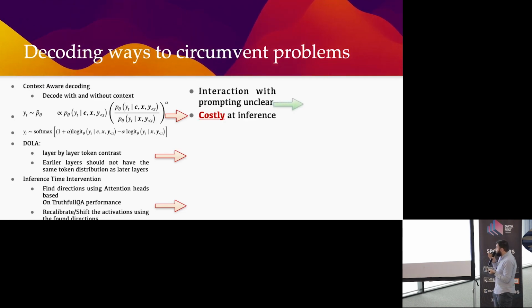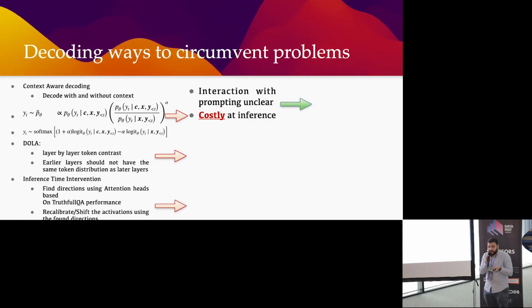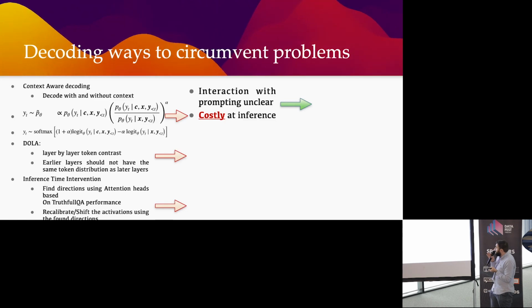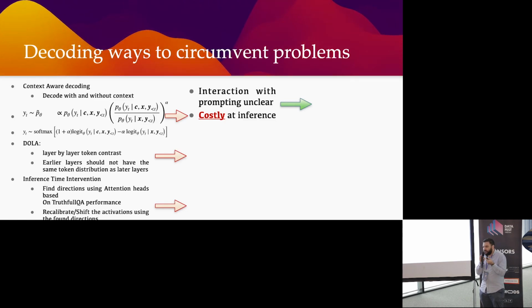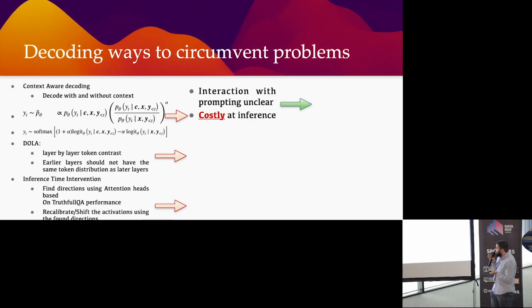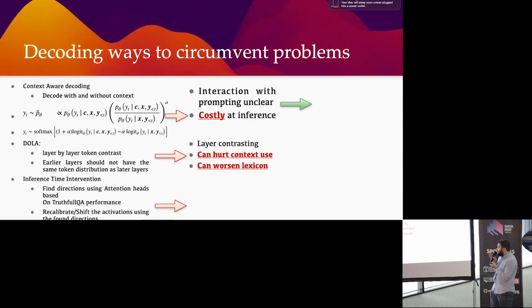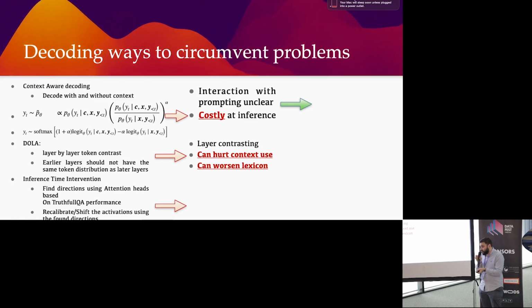So, of course, there are problems. Context-aware decoding is costly because you have to run the same query at least 2 times. Obviously, not perfect. And interaction with prompting is unclear. So you don't know, if you add chain of thought on top, how this type of decoding interacts with it. There is DoLa, where layer contrasting is not obvious. It can hurt context use. You essentially say that at parts you don't need the context, you need to forget it.